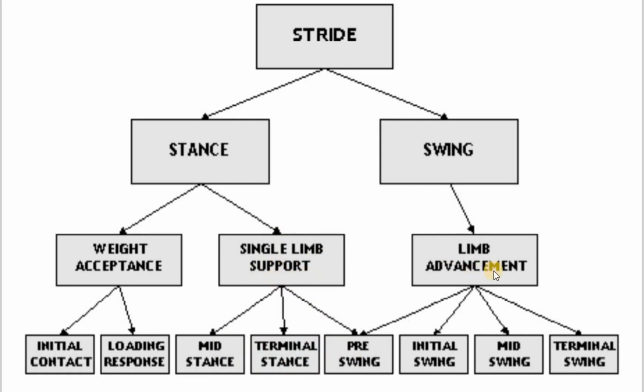Then the limb advancement. Swing phase consists of limb advancement only. It consists of all four phases of the swing phase: the pre-swing, initial swing, mid swing and the terminal swing. This can be more or less the same.